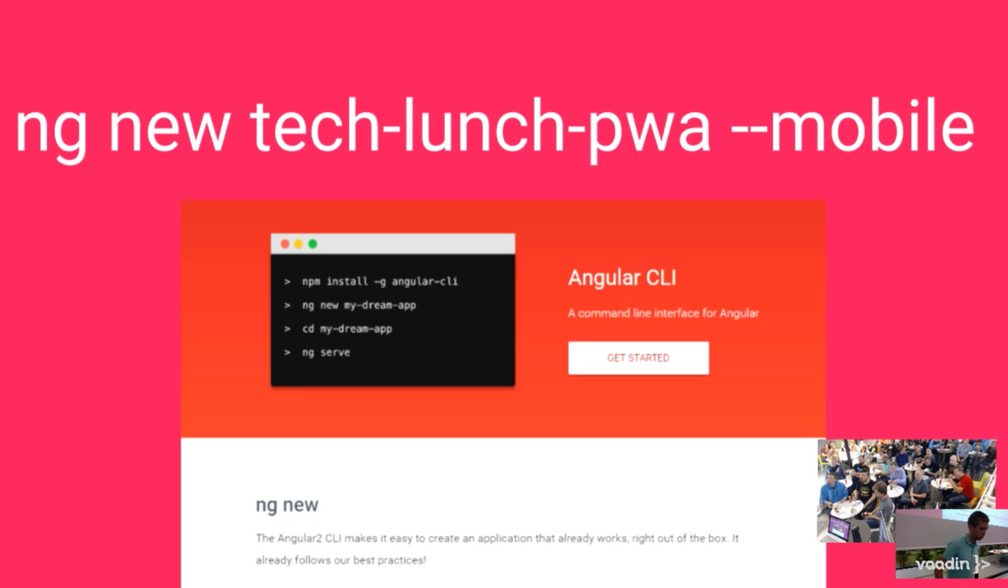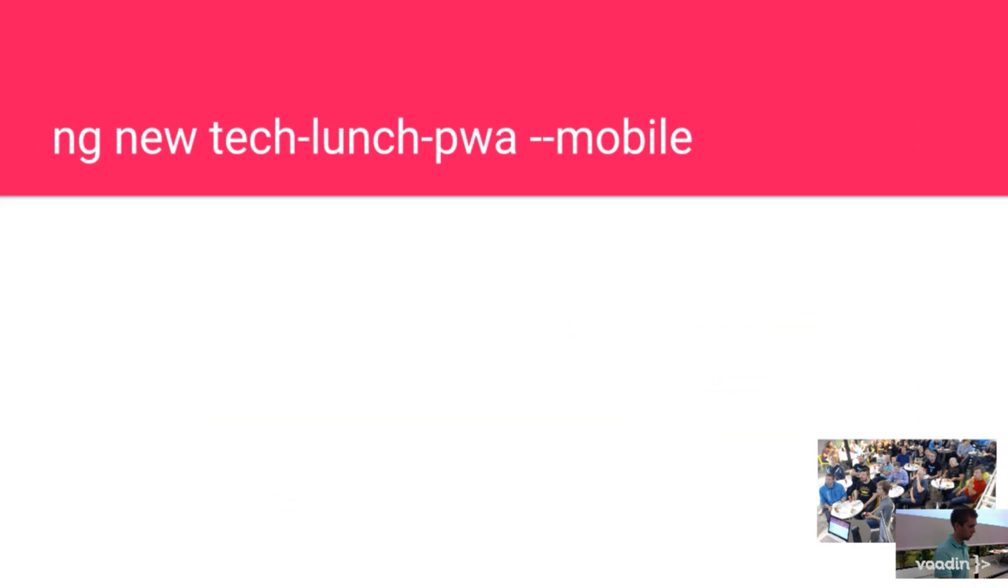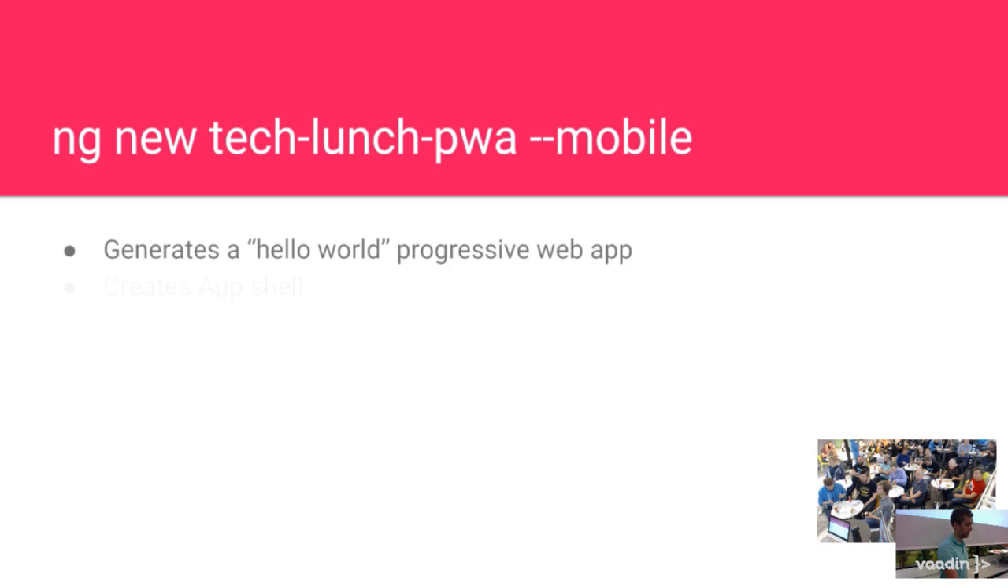But instead, there was another tool that we could use, the Angular CLI, the command line interface tool for Angular projects. With it, we can initialize new applications, and there's an extra parameter, as you can see, --mobile. If we give the --mobile parameter, the application will be initialized as a progressive web app. So what it actually does is generate the Hello World progressive web app. There's no app shell yet, but all the components and stuff like that are ready for you to use.